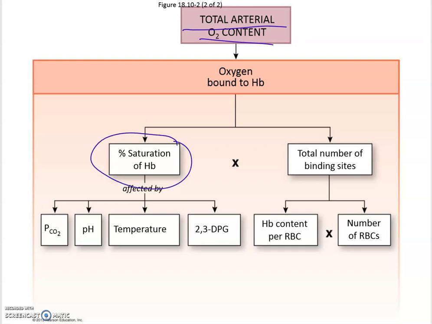The percent saturation of hemoglobin is affected by the partial pressure of CO2, the CO2 concentration, that is, the pH, temperature, and the amount of 2,3-DPG that's around. And the total number of binding sites, of course, depends on how much hemoglobin you have per red blood cell and the number of red blood cells you have overall. So that concludes our discussion of how oxygen is carried in blood.